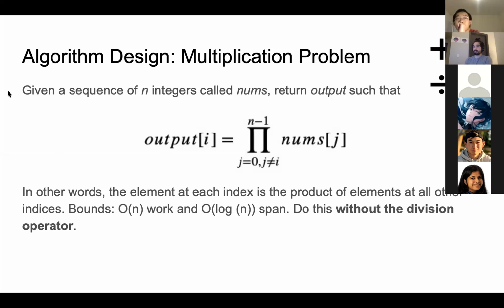All right, cool. So there's no surprise for Cooper to run this time. This is just a basic problem, like a simple algorithm design problem with one layer. Essentially what we have is, given a sequence of n integers called nums, we want to return an array called output, such that every index of the output is the product of the elements at all the other indices. So take a second to think about that.